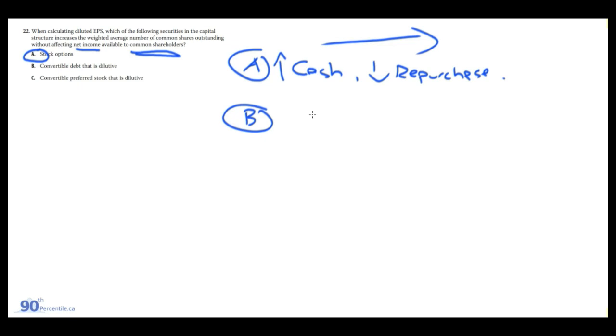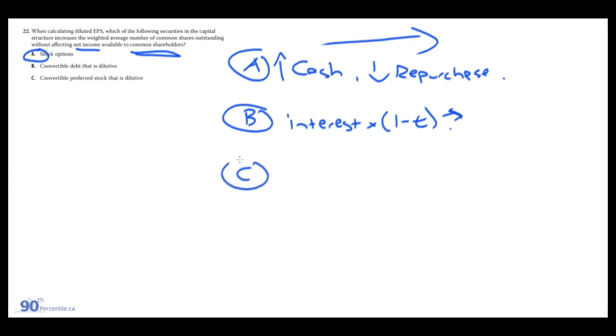Convertible debt, if we convert the debt into common equity, we're no longer paying interest on the debt, which is on the balance sheet, right? So converting convertible debt would actually increase net income to common shareholders by interest times 1 minus the tax rate, because there's a tax shield associated with interest paid on debt.